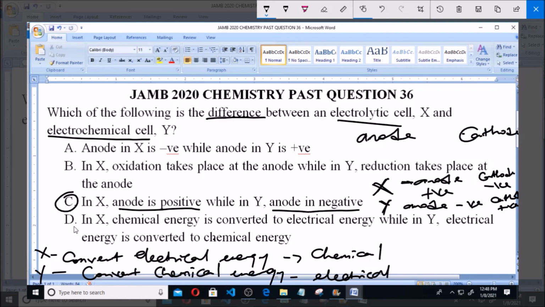Option D is wrong because in X, which is an electrolytic cell, it converts electrical energy to chemical energy and not chemical energy to electrical energy. So that's made it wrong already. So the right answer to this question is option C.